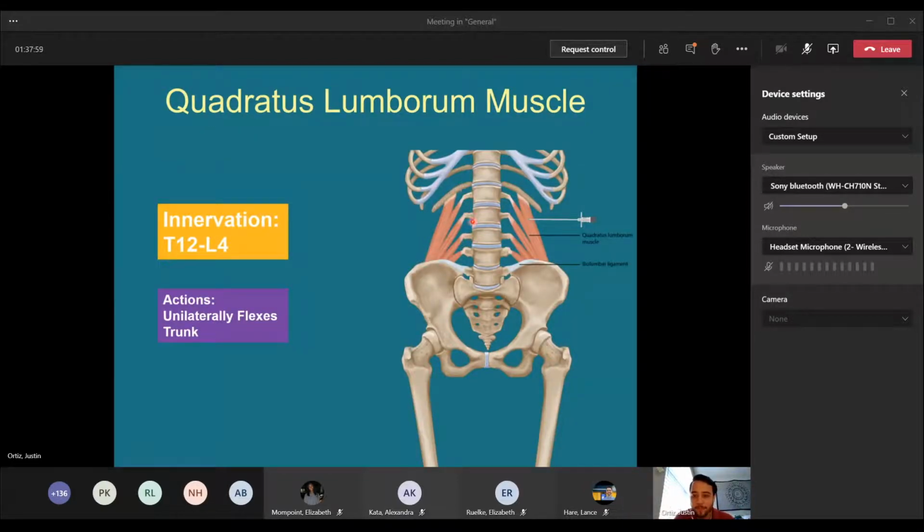You can see your quadratus lumborum is attaching to these transverse processes right here of these lumbar vertebrae, and it's only going up to roughly rib 12. You see it right there. And the innervation is going to be T12 to L4, right? So you can see that here, the quadratus lumborum coming from T12 all the way to L4, and its innervation is going to be T12 to L4.